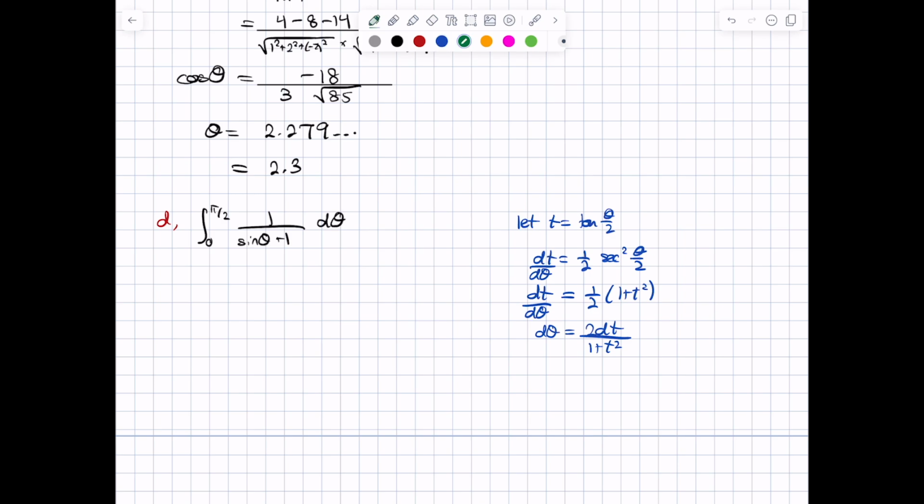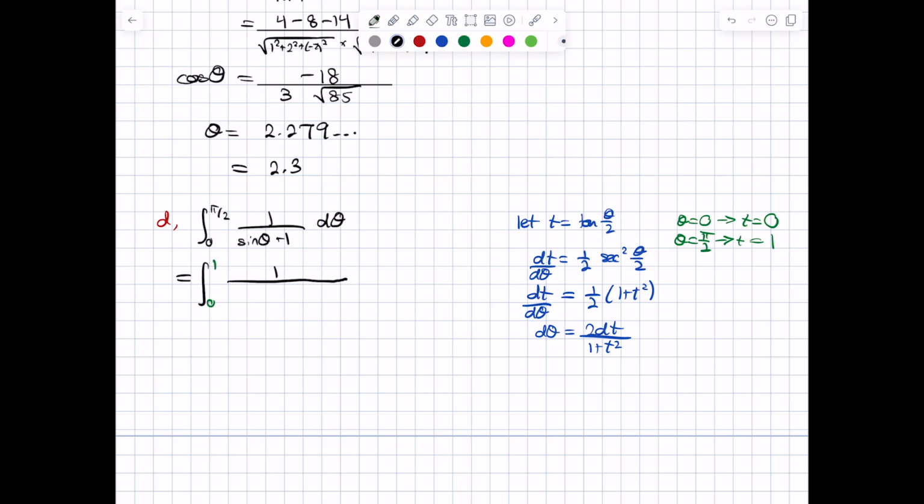Now I also need to change my bounds. So when theta is equal to 0, t will be equal to tan 0, which is 0. And when theta is equal to pi on 2, t will be tan of pi on 4, which is 1. So this is equal to the integral. I'm now going from 0 to 1.